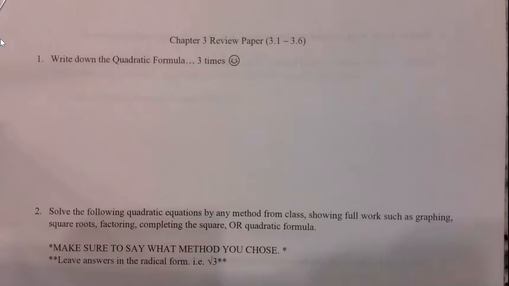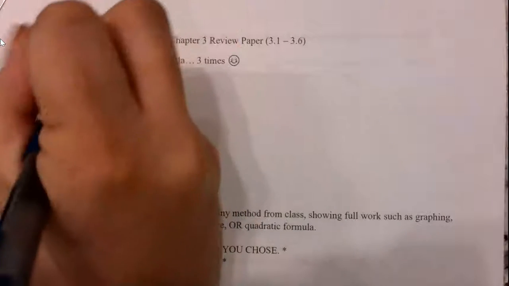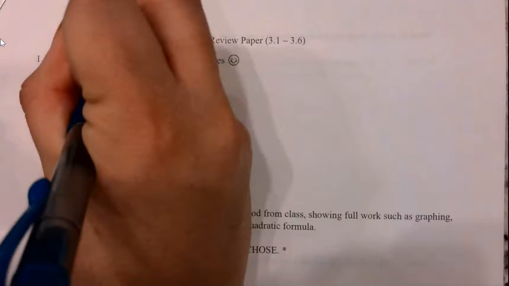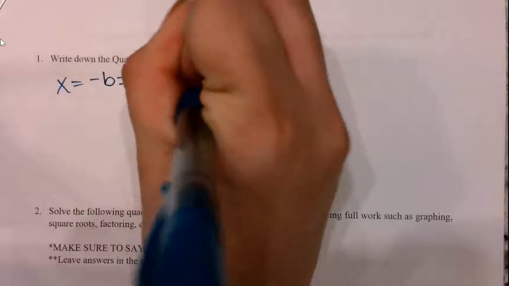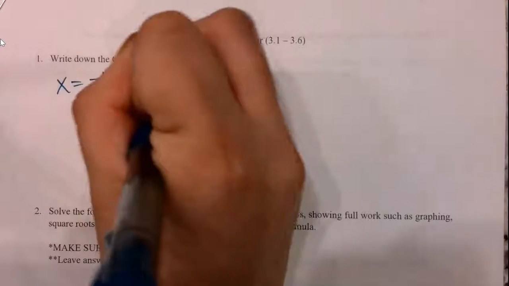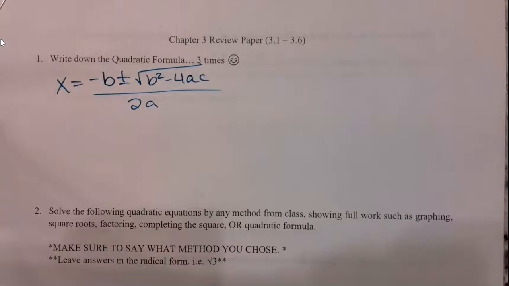So number 1 wants me to write down the quadratic formula 3 times. So I'm going to write it down. It's x equals negative b plus or minus the square root of b squared minus 4ac over 2a. Good.